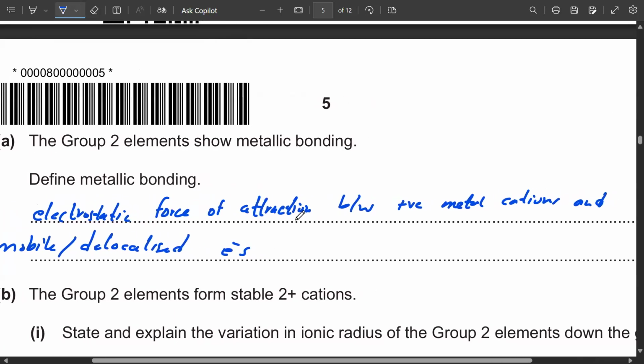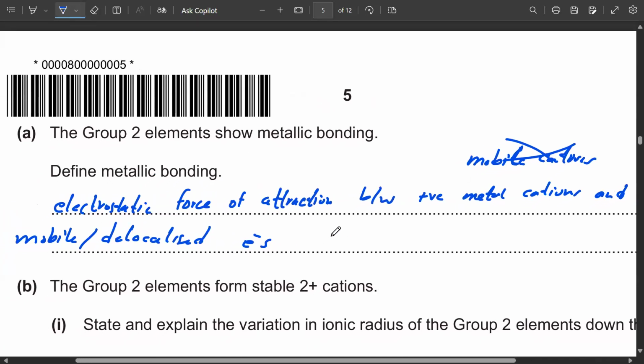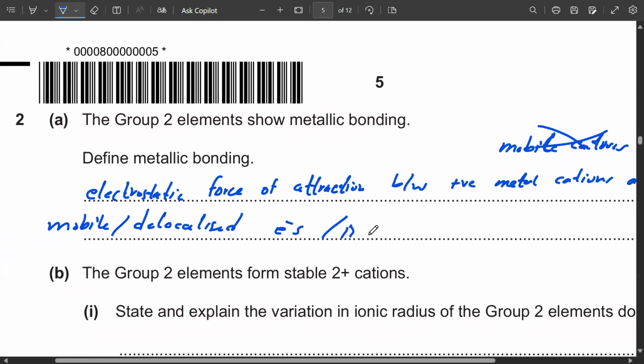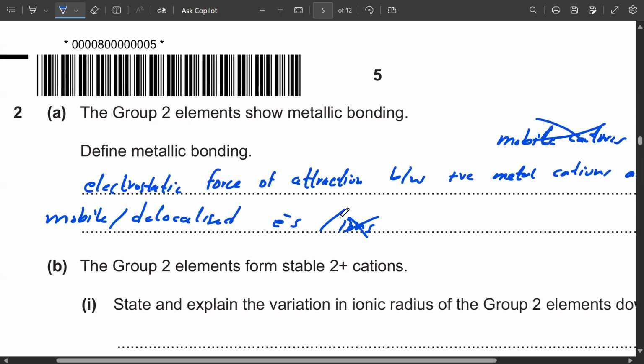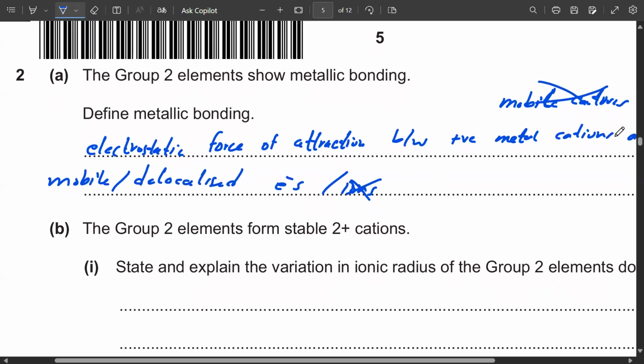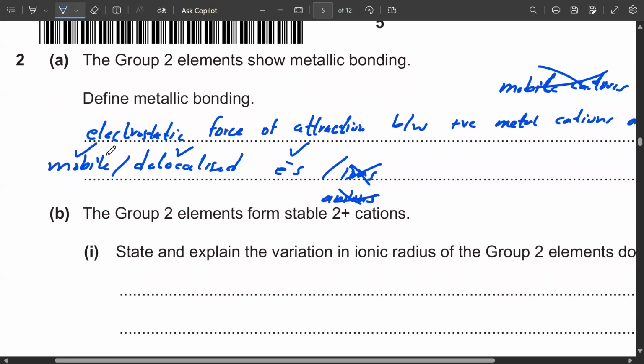Do not write mobile cations. That will be incorrect. Cations are not mobile. Mobile cations is incorrect. And also do not write ions over here. Ions is also wrong because we have only cations over there, but not anions. There are no anions in metals. They are just electrons, and those electrons are mobile, delocalized, or free moving electrons.